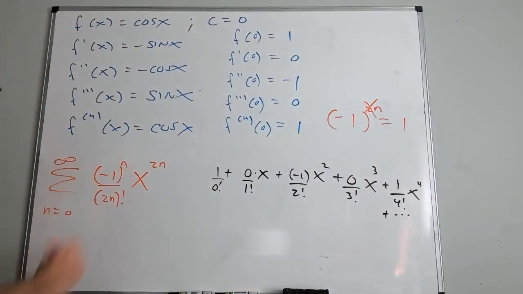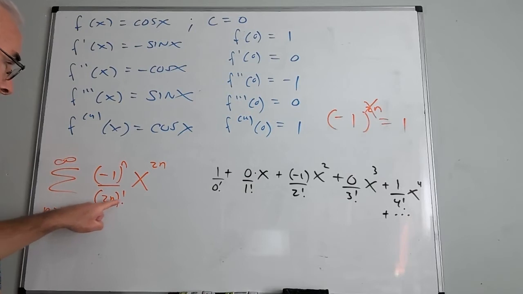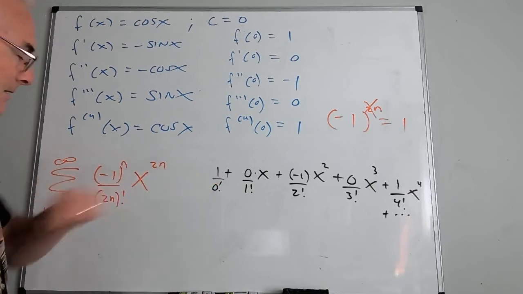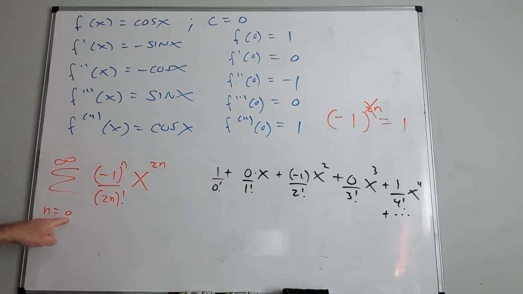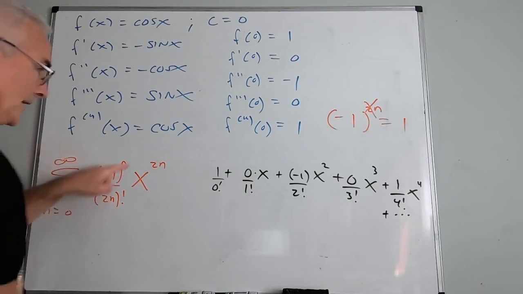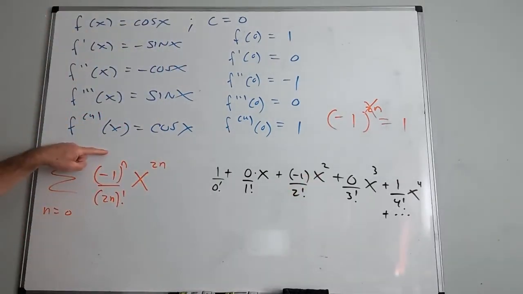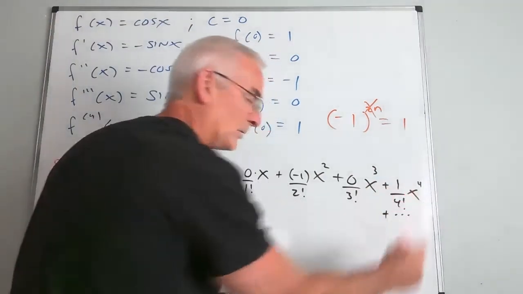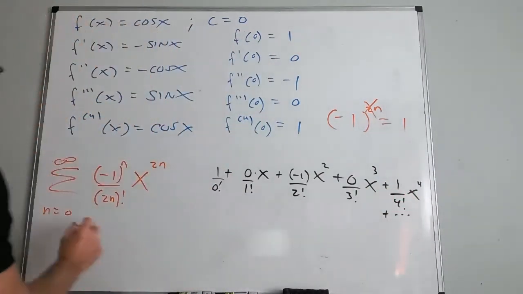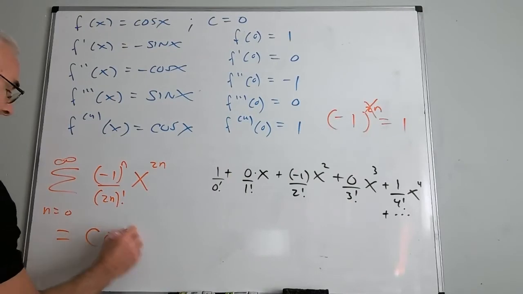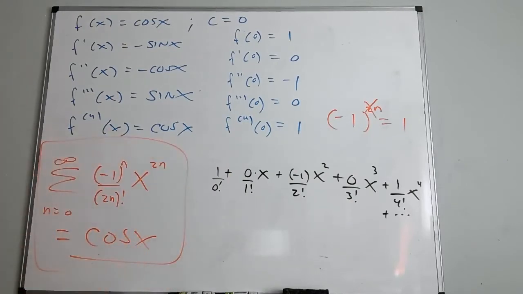Now let's do a quick check. When n is 0, I'm -1 to the 0, which is 1, over 0 factorial, which is 1, times x to the 0, which is 1. Okay. Now when n is 1, I'm -1 to the first, which is -1, over 2 factorial x squared. Boom. When n is 2, I'm -1 squared, which is +1, over 4 factorial x to the 4th. Boom, and so on. So folks, this is the power series for cosine.